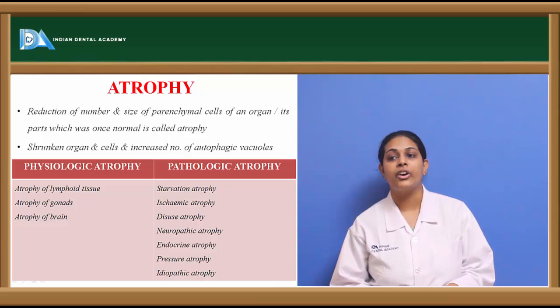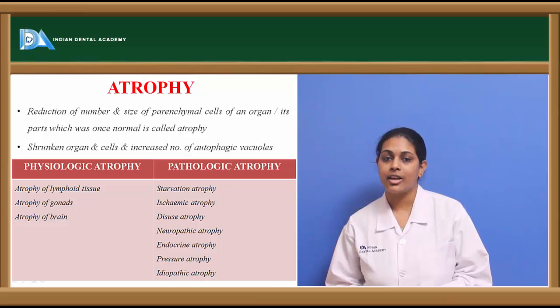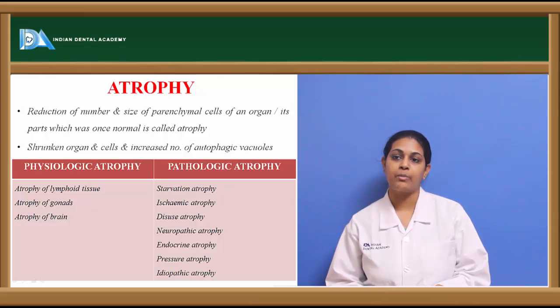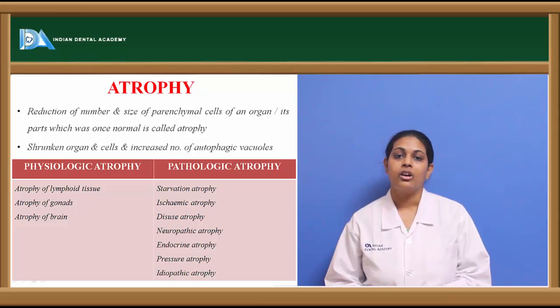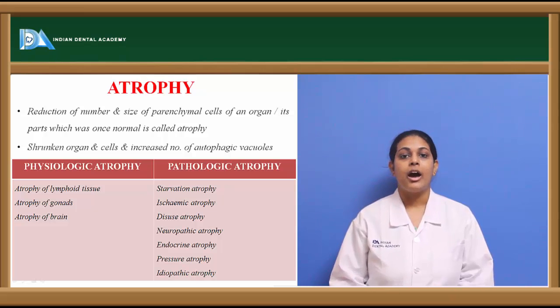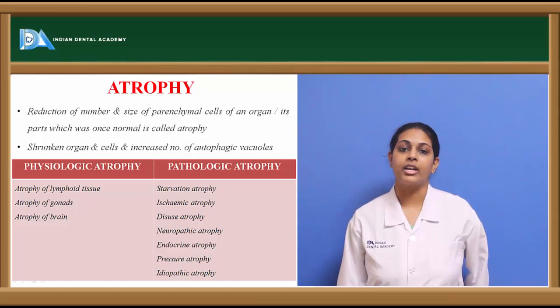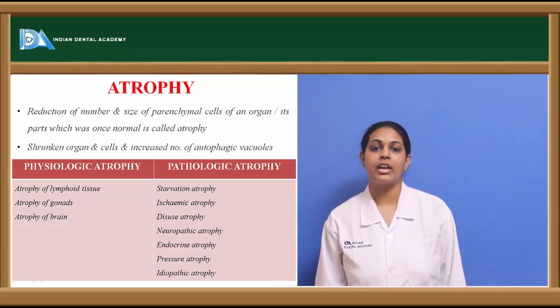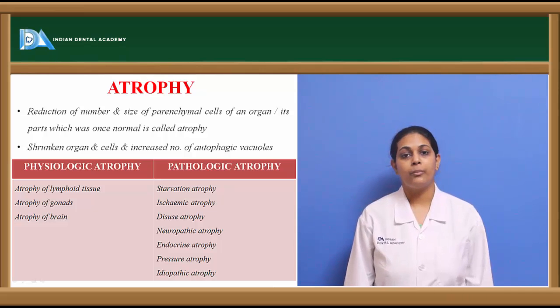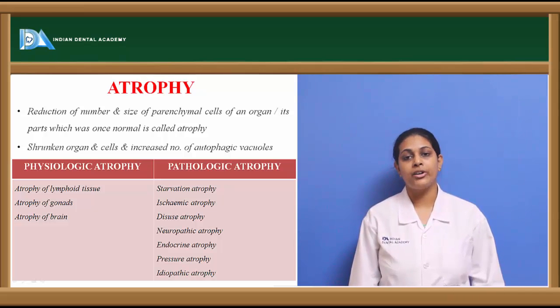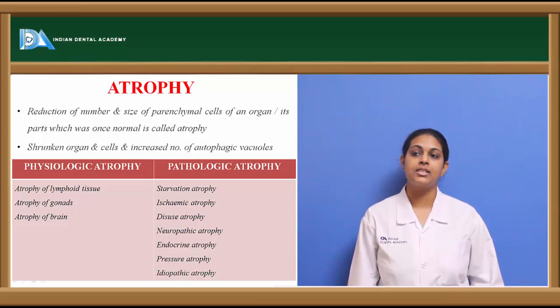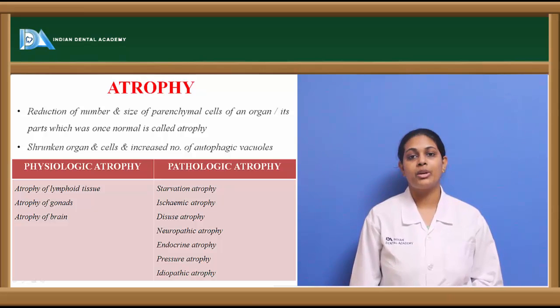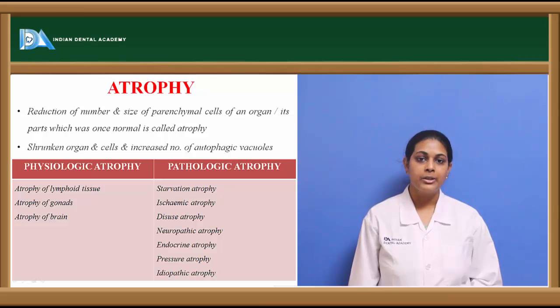Physiologic atrophy can be seen in case of atrophy of lymphoid tissue, that is in case of lymph nodes and thymus, whereas atrophy of gonads can be seen after the condition of menopause. Atrophy of brain can be seen in an aging individual. Coming to the pathological atrophy, we see in case of starvation, where the cell carbohydrates as well as proteins are being utilized. And in case of ischemic atrophy, we see when there is a decrease in the blood supply.